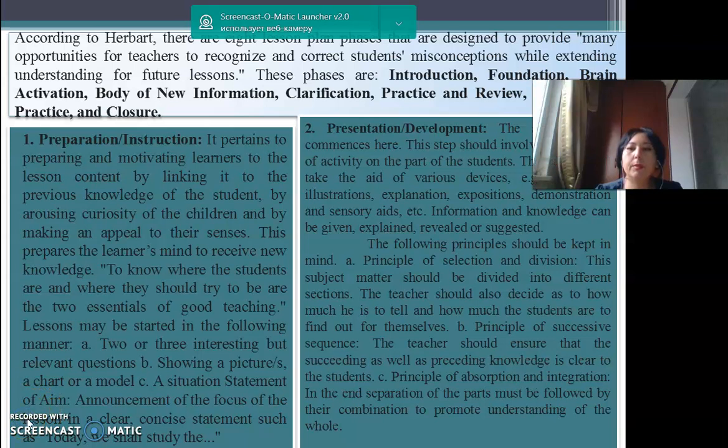The second principle is successive sequence. The teacher should ensure that the succeeding as well as preceding knowledge is clear to the students. The third principle is absorption and integration. In the end, separation of the parts must be followed by their combination to promote understanding of the whole.